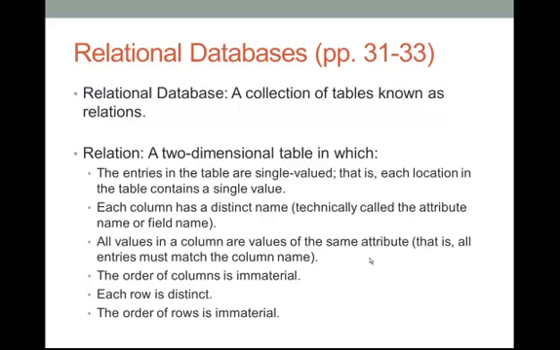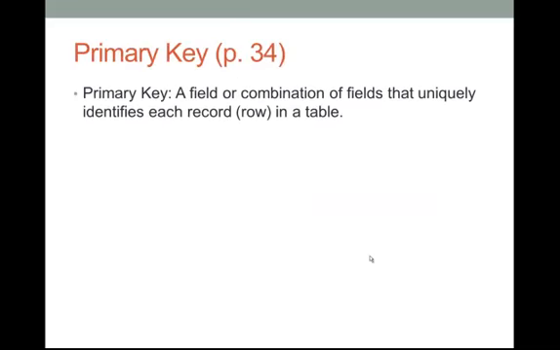Your text has some great examples of two-dimensional tables pictured on page 32 using the Premier Products database. So you have your rep, customer, orders, order line, and part tables. What's important to understand is that in order to create that relationship, you have to have a primary key. And your text defines a primary key as a field or a combination of fields that uniquely identifies each record in a table or each row in a table.